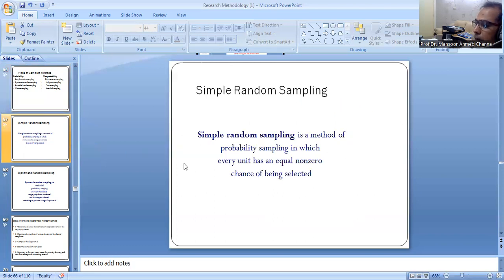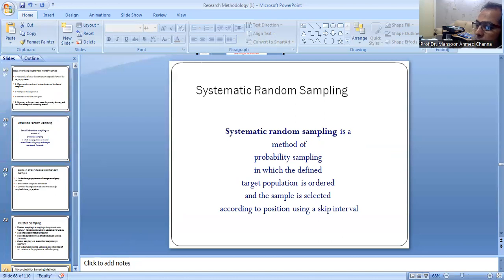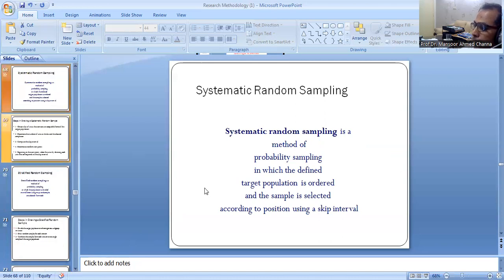Let's see simple random sampling. It is a method of probability sampling in which every unit has an equal non-zero chance of being selected. Systematic random sampling is a method of probability sampling in which the defined target population is ordered and the sample is selected according to the position using a skip interval.